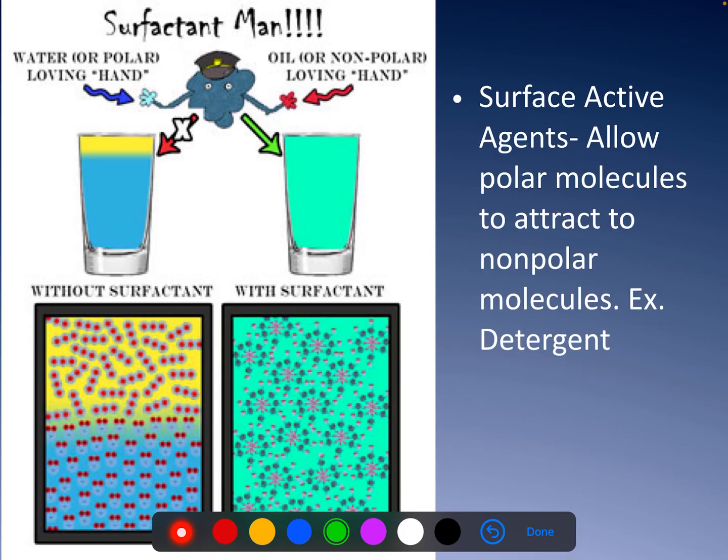Now, sometimes you do have issues with water. It's not perfect. It doesn't readily attract non-polar substances like, for example, oil. You see in this picture here, the oil and the water do not mix very well. I mean, the oil is less dense, so it sits on top, but the other issue is the fact that it's non-polar, so there's no place for the water to attract.